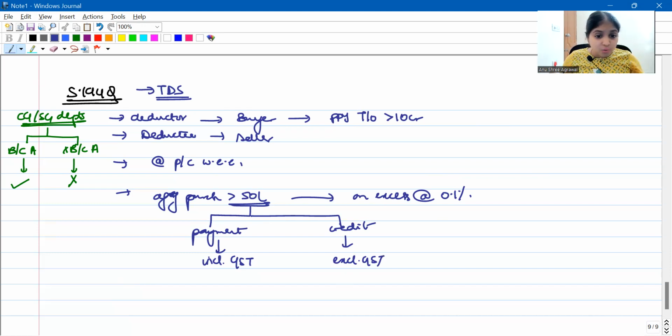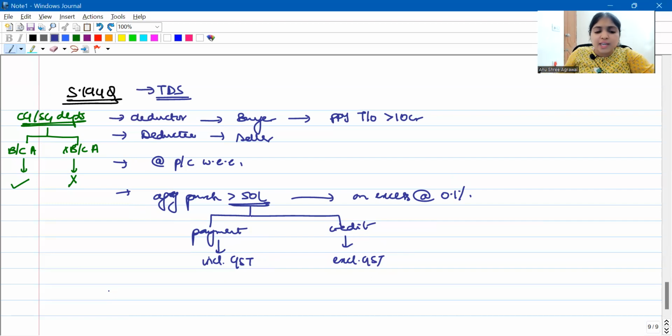Even in 206C(1H), aggregate more than 50 lakhs. Even over there on the excess at 0.1%. But there at the time of receipt, here at the time of payment or credit, whichever is earlier. If payment is earlier, I will include GST component also. If credit is earlier, I will not include the GST component.